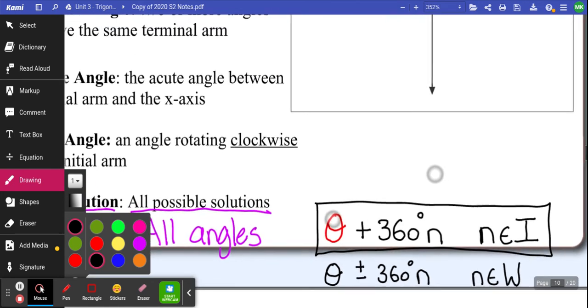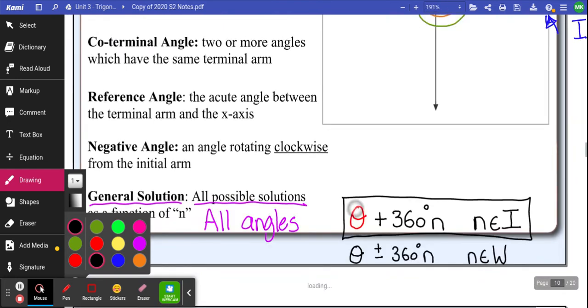Cool. Are negatives not whole numbers? Negatives are not whole numbers. Negatives are integers. Integers are negative or positive whole numbers. If you remember your number system, it started with natural numbers, which was 1, 2, 3, 4, counting numbers. Then whole numbers was natural numbers plus the number 0. And then integers is when they introduce negatives. So that's when it goes backwards.